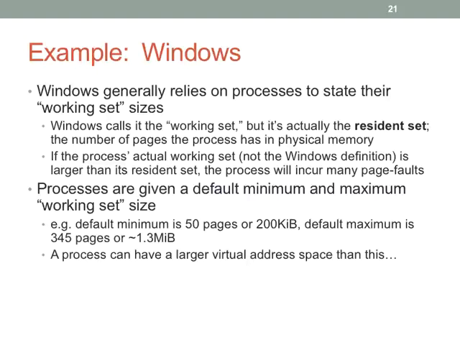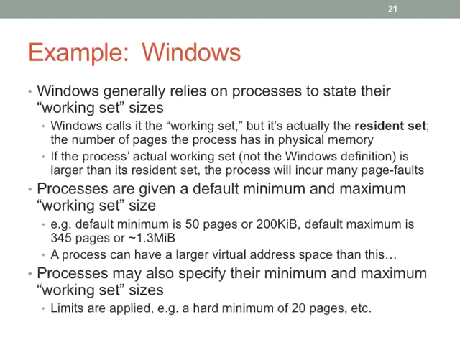And the maximum is 345 pages, but the process can request a larger resident set. So there's various system calls that the process can make to say, you know what, I'd like to have a minimum of whatever, I'd like to have a maximum of whatever, and the OS will actually try to follow that. Okay, so Windows is kind of interesting in this way.